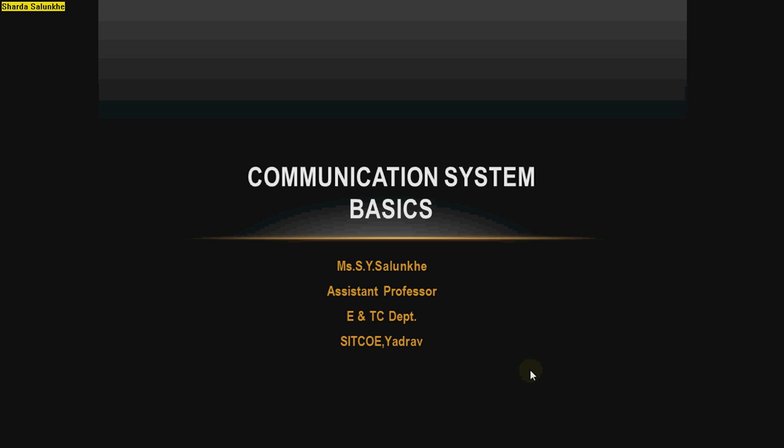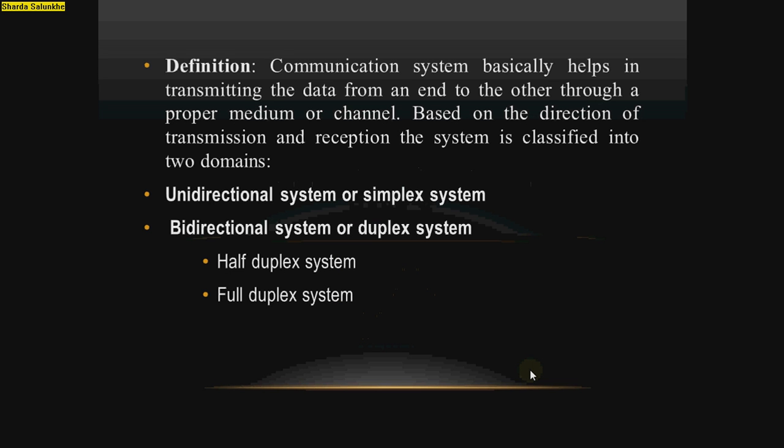Hello students, today we are going to study some terms related to the basic communication system. So let us start with the definition. A communication system basically helps in transmitting data from one end to the other through a proper medium or channel. Based on the direction of transmission and reception, systems are classified into two domains. The first one is the unidirectional system, that is a simplex system, and the bidirectional system, or duplex system.